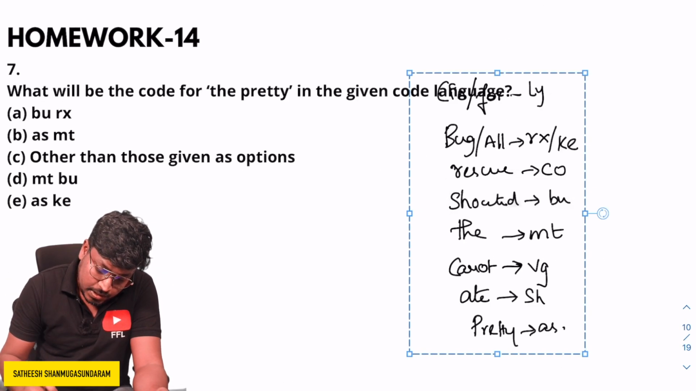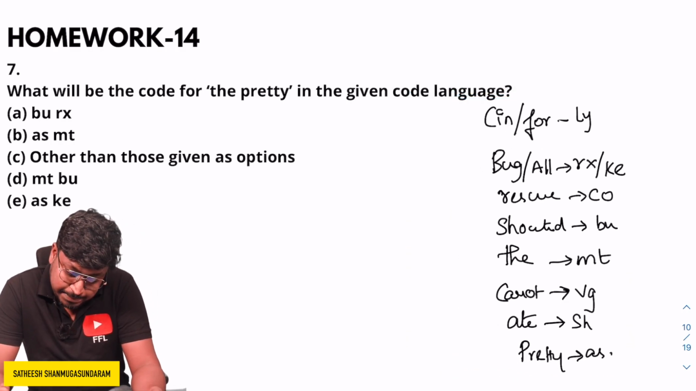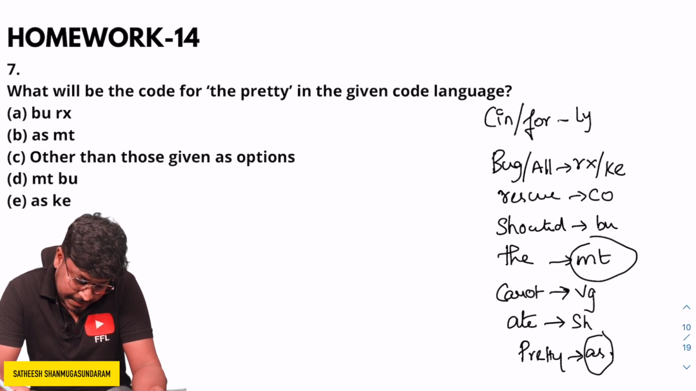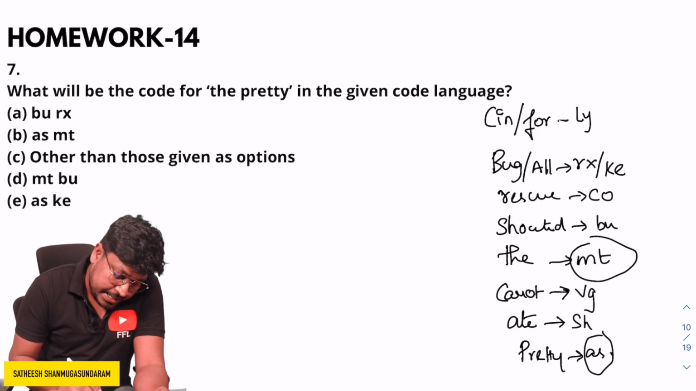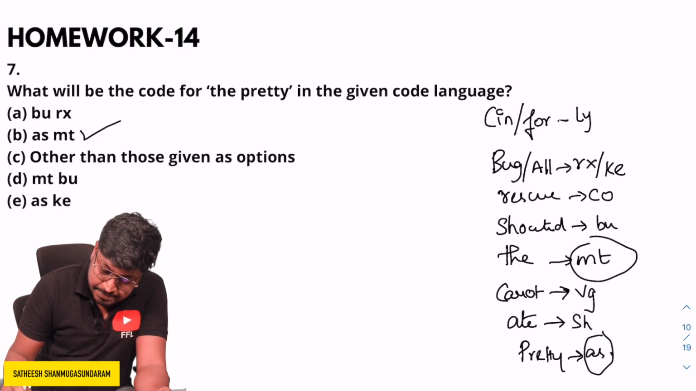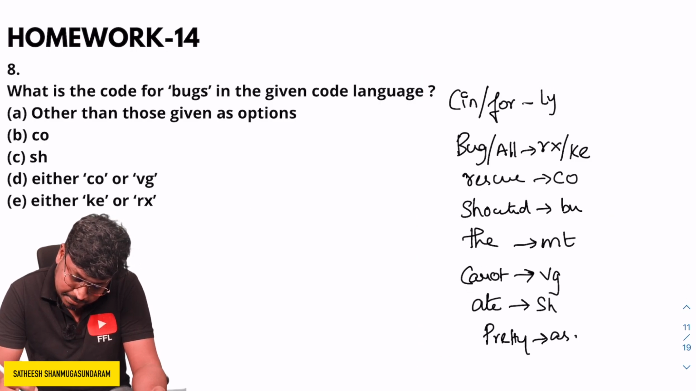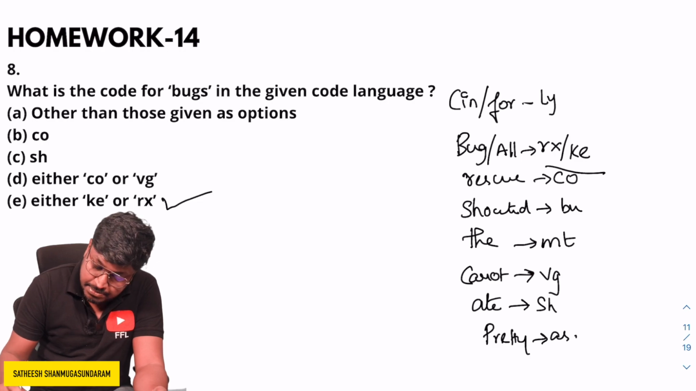So next question, what is the code for the pretty? So the will be empty. So pretty will be AS, empty and AS. So empty and AS, which is option number B. So next question, what is the code for bucks? So bucks will be RX or KE, which is option number 5.